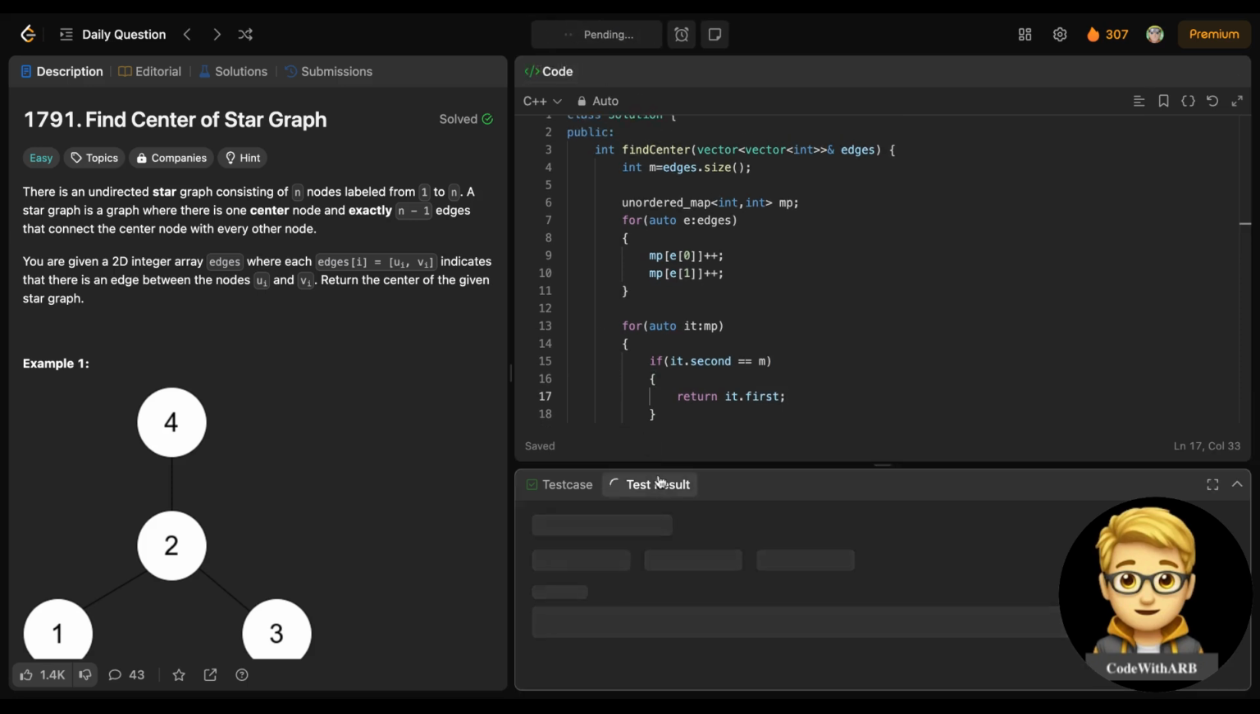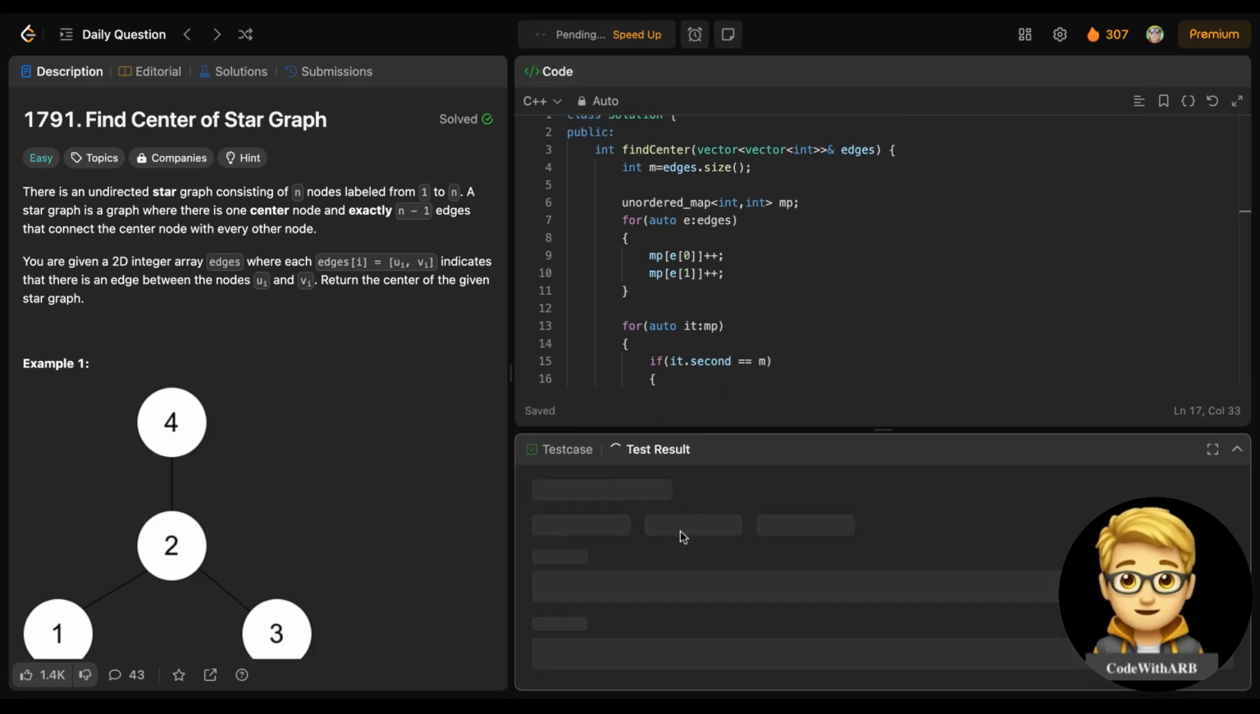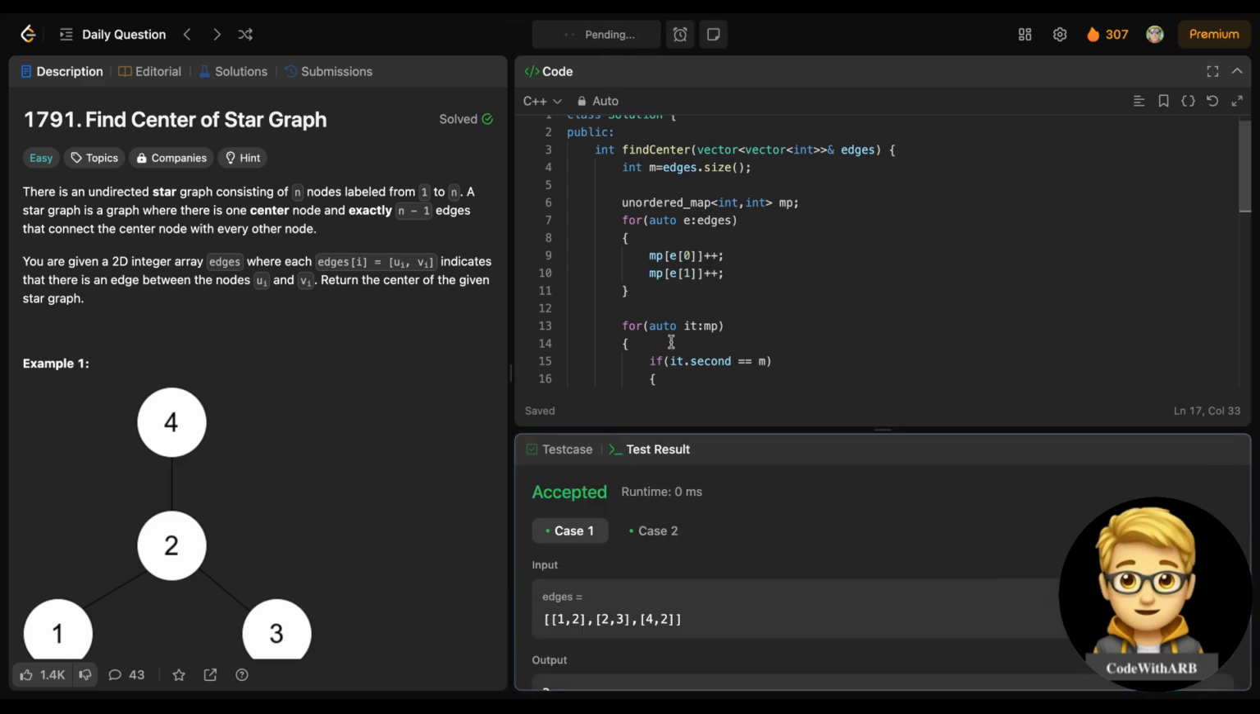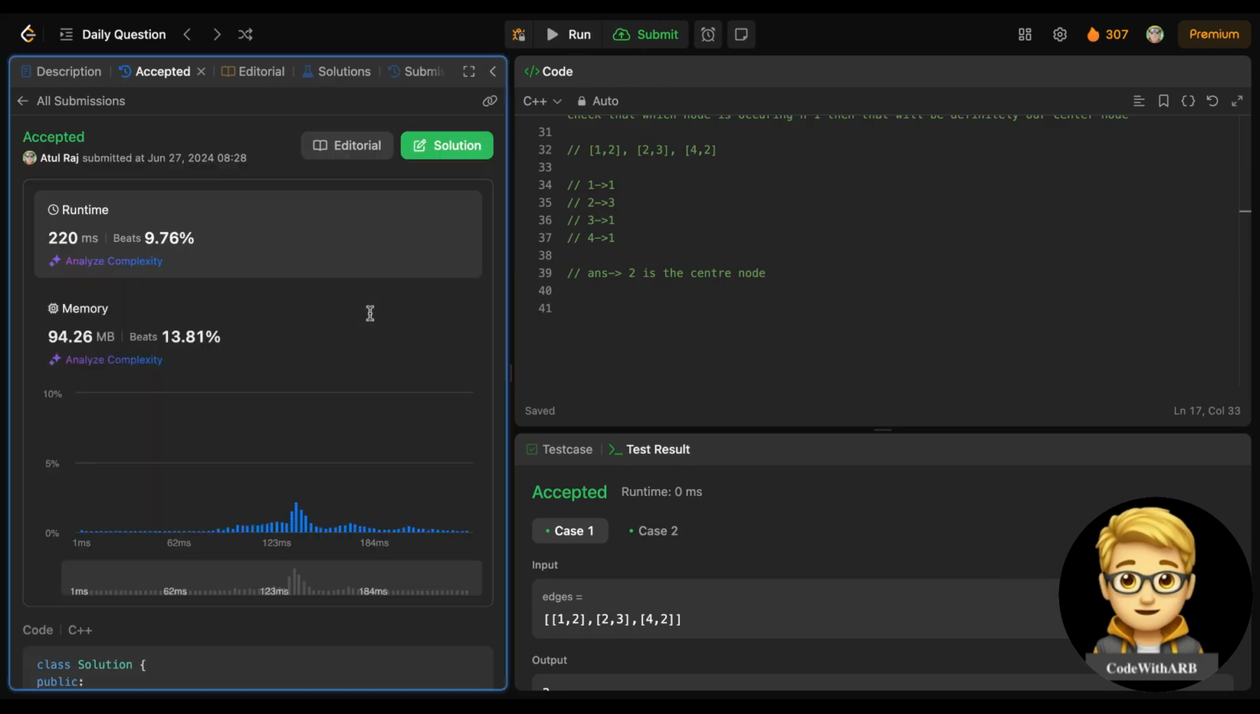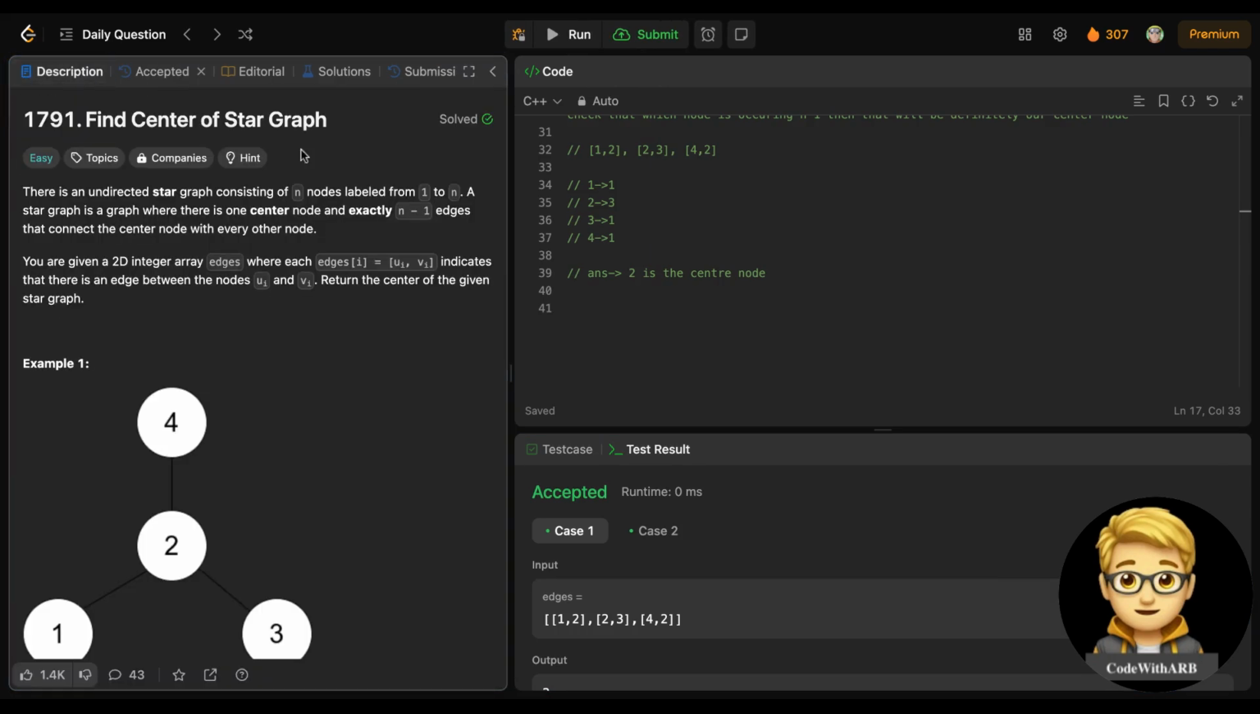Let's just run it. We pass the sample case. Let's submit it. Yeah, we have passed.